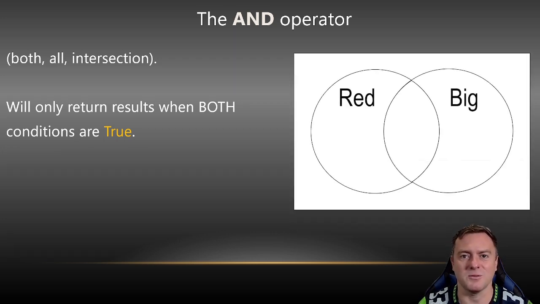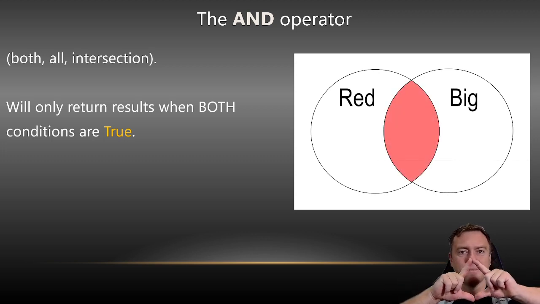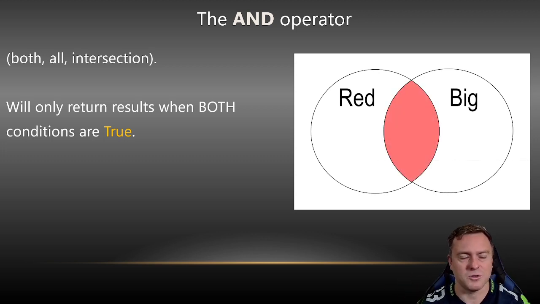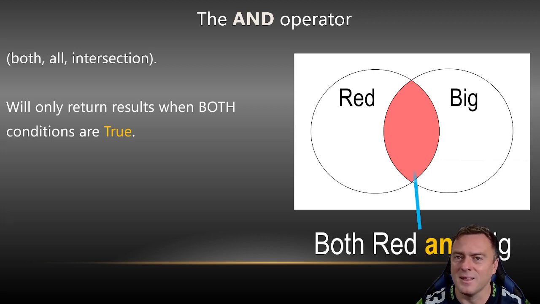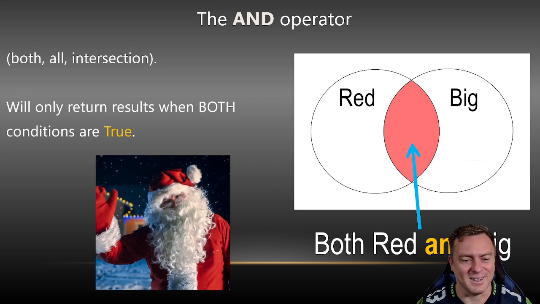So if you had everything that's red, then everything that's big matches the Vesica Piscis in the middle there. That's where it's true, if it's both red and big. And something that's very red and big that we all know and love is Santa, right? So that's a practical example of something that matches the and part.